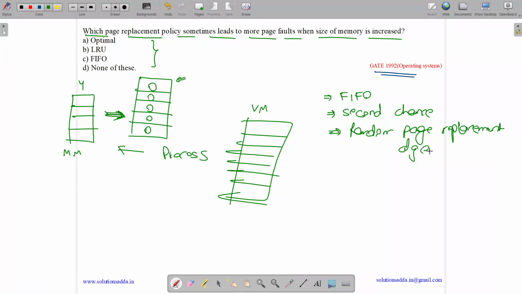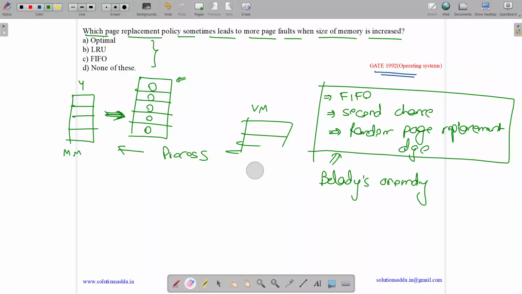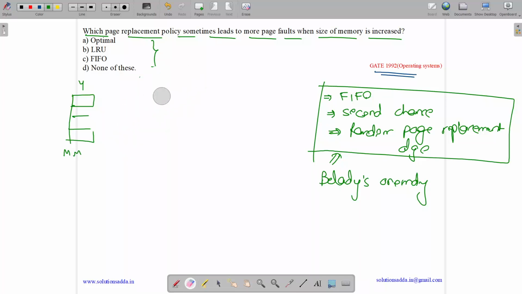And this phenomenon of increasing the number of page faults on increasing the number of frames is called Belady's anomaly. Okay, now see, there is a property called stack algorithm. So what is a stack algorithm? Let us assume that these are the frames, and at various instances it has different pages. Like suppose P1 was here, then P2 comes, P1, P2, then P3 came, P1, P2, P3, and so on.